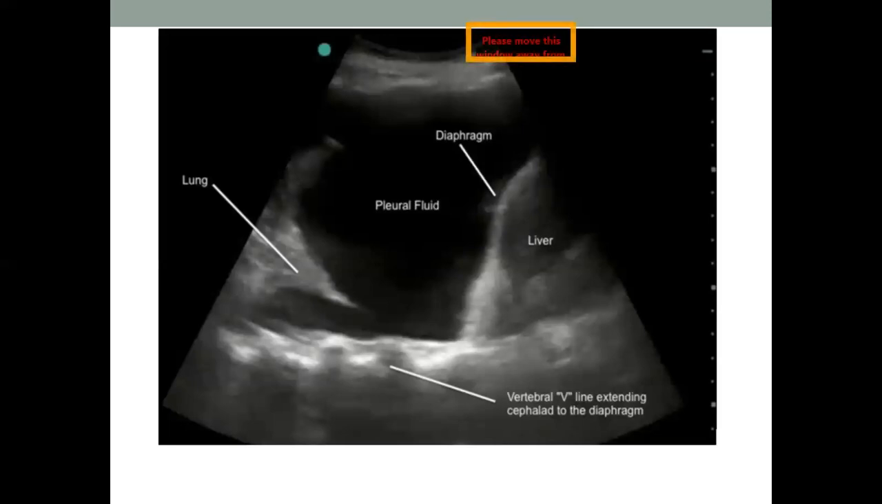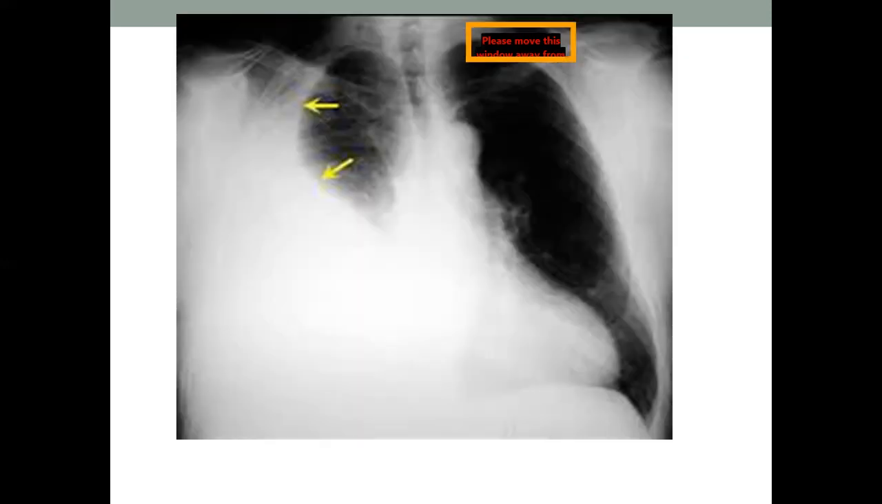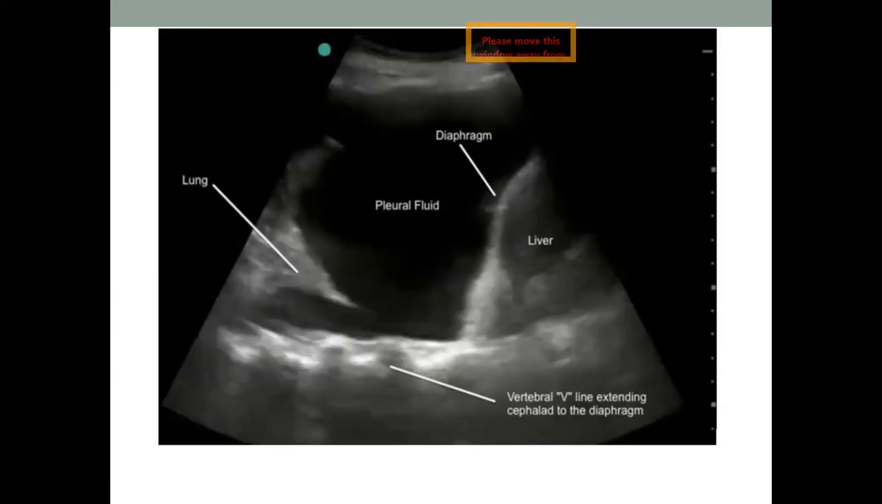On ultrasound chest, here, this is the ultrasound. On X-ray, effusion will be white. On ultrasound, effusion will be black. So this is the liver, this is the diaphragm, and above the diaphragm, this is mesopleural effusion. Here you can see the lung. This is the lung, and this is the chest wall. This is the pleural effusion, which is black.